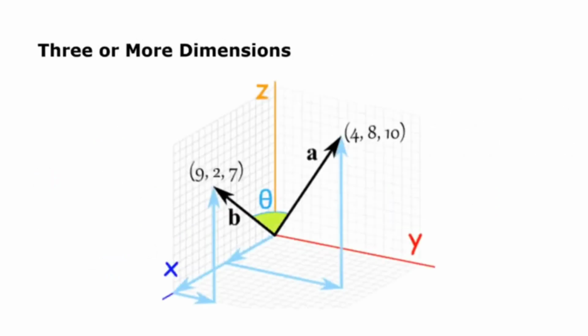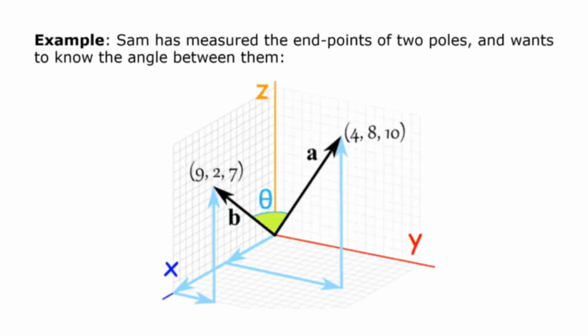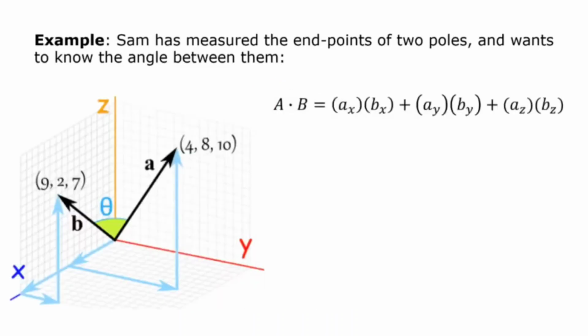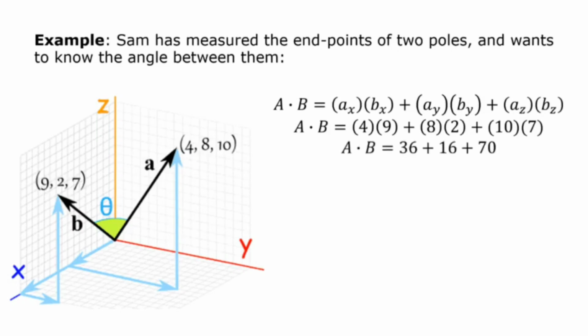We can also multiply, or get the dot product of vectors in 3 or more dimensions. For example, Sam has measured the end points of two poles, and wants to know the angle between them. To solve this, we only need to add the z components as shown. Now substituting the values, 4 for A sub x, 8 for A sub y, 10 for A sub z, 9 for B sub x, 2 for B sub y, and 7 for B sub z. We get 36 plus 16 plus 70, which is equal to 122.